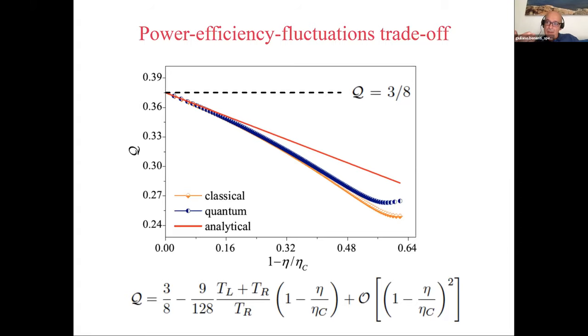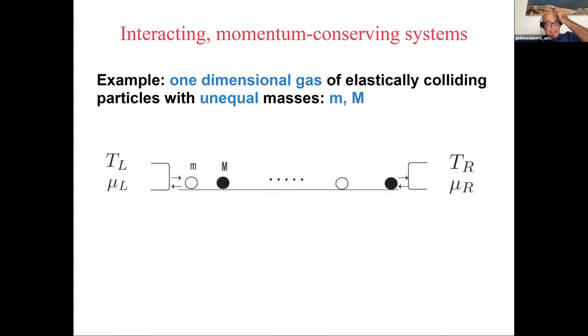So you have a bound which is stricter when you approach Carnot efficiency, because to approach Carnot efficiency you need this boxcar function. And you have a bound which is stricter than the one derived from stochastic thermodynamics. So the question is, can you do better if you add interactions to the system? And what we found is that actually you can do better.